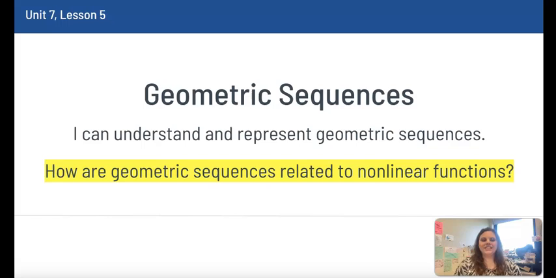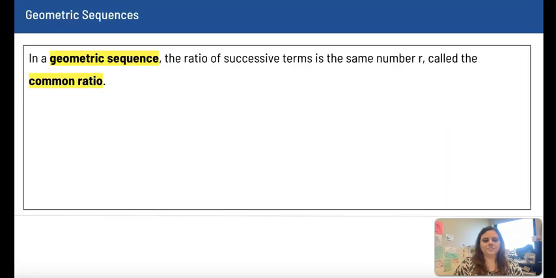Hey y'all, in this video we're going to be taking a look at geometric sequences, which are similar to arithmetic sequences. By the end of this lesson, we want to be able to say, I can understand and represent geometric sequences. So, we are going to ask the essential question, highlighted here in yellow: how are geometric sequences related to nonlinear functions? Arithmetic were related to linear functions, geometric will be related to nonlinear functions.